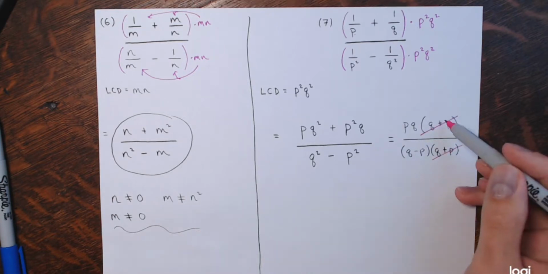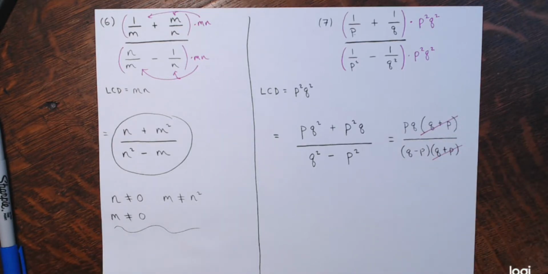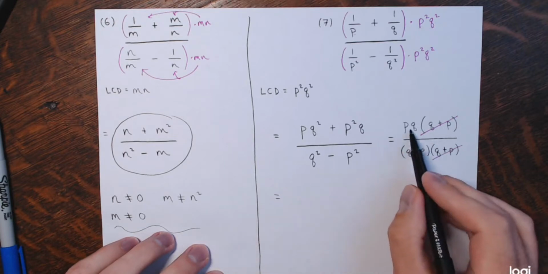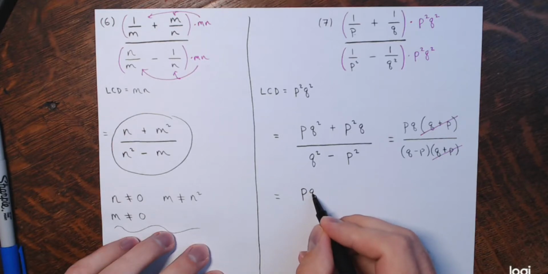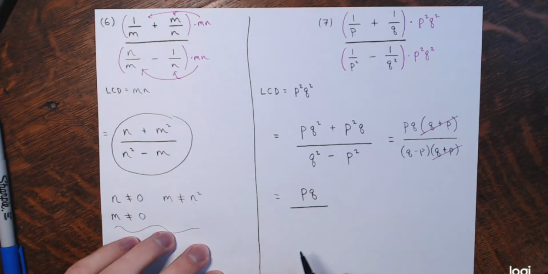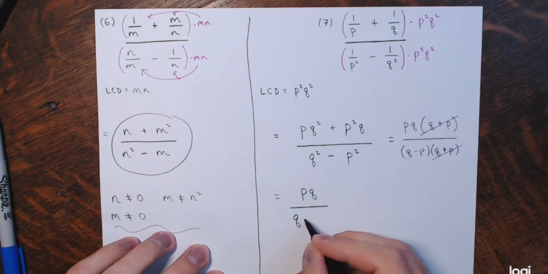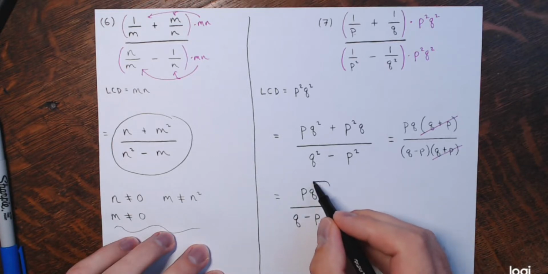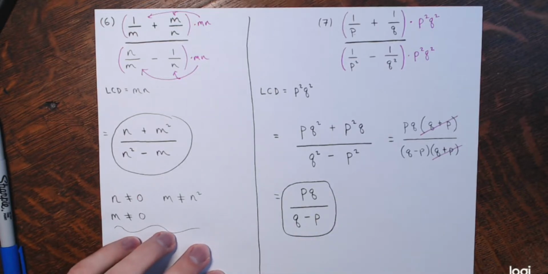Now don't forget, when you cancel common factors, technically they're becoming the number 1. So just keep that in mind. So what I'm left with in the numerator is just p times q. And the only factor left in the denominator is q minus p. Now since it's the only factor left, there's no need to put parentheses around it. So p times q in the numerator and q minus p in the denominator, and there you go. That's as simple as that expression would get.